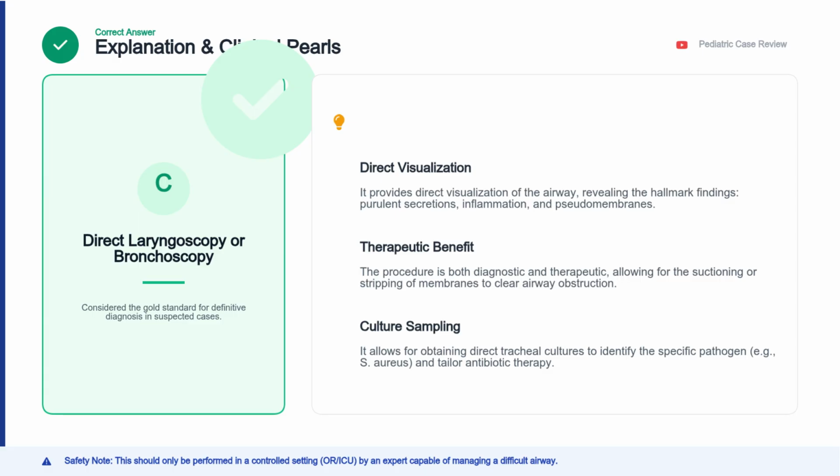This procedure allows direct visualization of the inflamed trachea, revealing characteristic findings including erythematous and edematous tracheal mucosa, thick mucopurulent secretions, and pseudomembranes adherent to the tracheal wall. Bronchoscopy serves dual purposes: diagnostic confirmation and therapeutic intervention. The procedure enables suctioning of thick secretions to relieve obstruction and collection of specimens for culture and sensitivity testing. However, bronchoscopy should only be performed in controlled settings with experienced personnel and equipment ready for emergency intubation if needed.